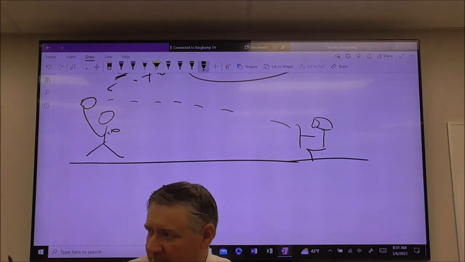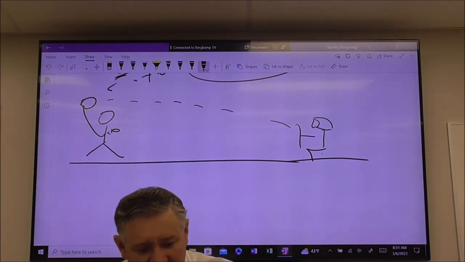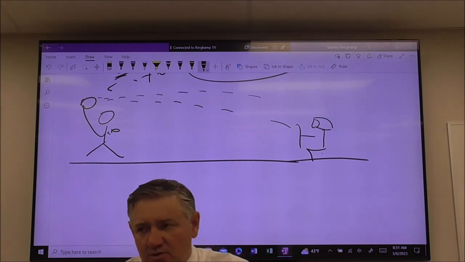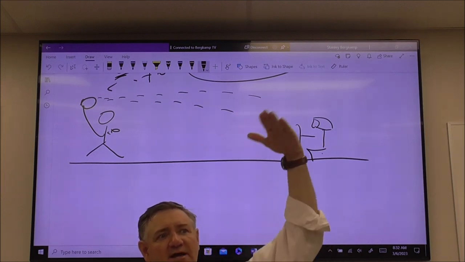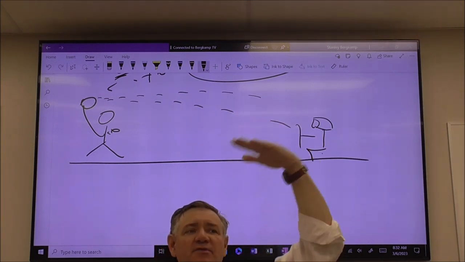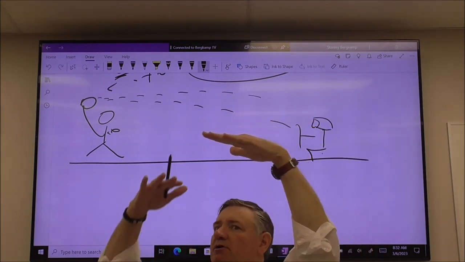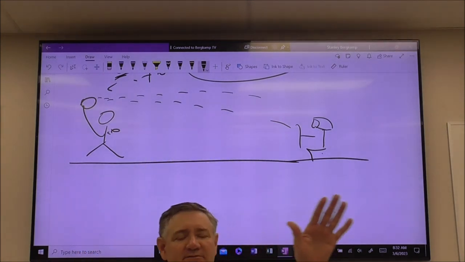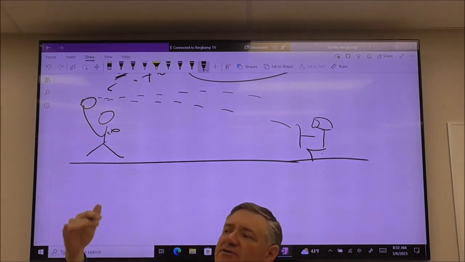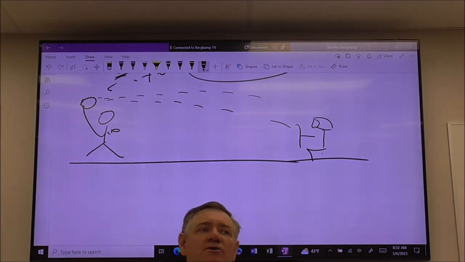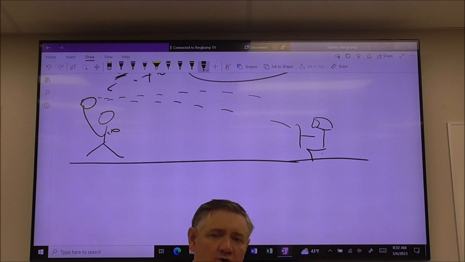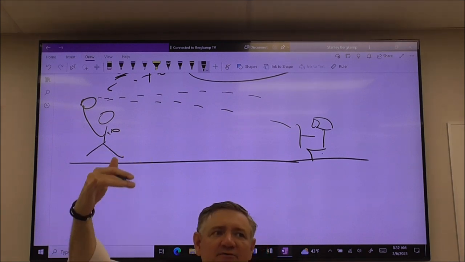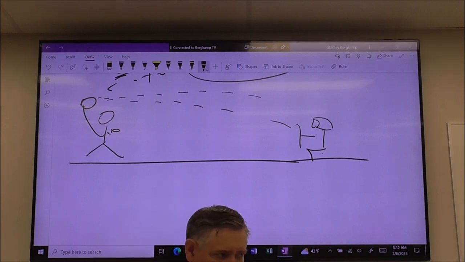They're both going to be caught. The question is, why is the ball that's thrown faster more likely to be in the strike zone, and the ball that's thrown slower more likely to be below the strike zone? Let me give you a hint. Look at it in terms of time. Look at it in terms of gravity. Which one is going to have more time for gravity to act on it?